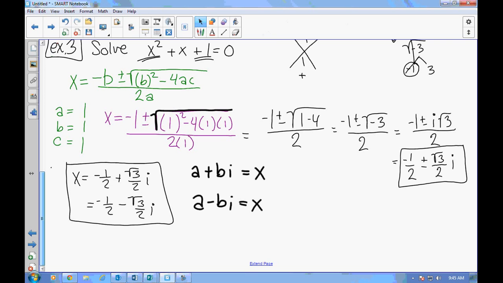Okay, they come in pairs. If you have one, then there exists the conjugate version as well. Okay, so make sure you get 2. All right, let's try another quadratic formula. Example 4.